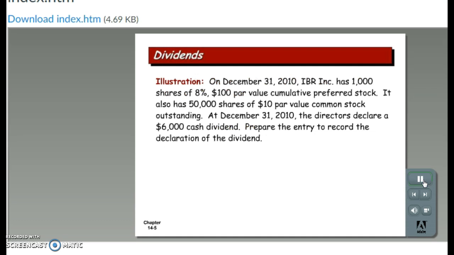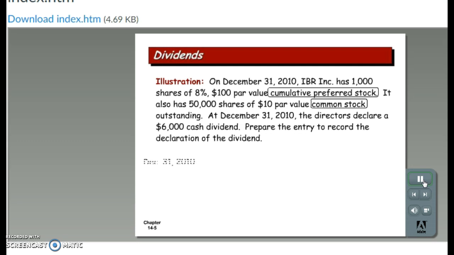On December 31, 2010, IBR has 1,000 outstanding shares of 8% $100 cumulative preferred stock. There are also 50,000 outstanding shares of $10 par value common stock. On December 31, $6,000 of cash dividends are declared.